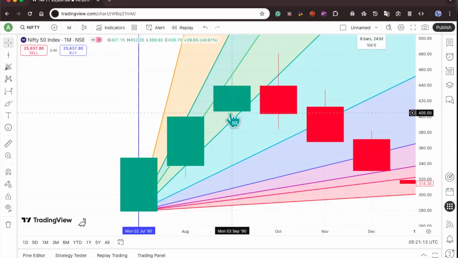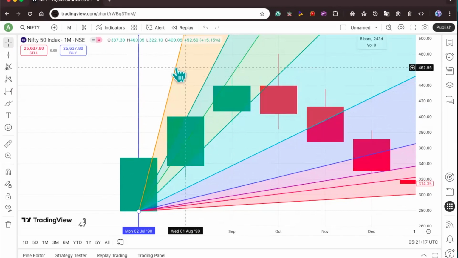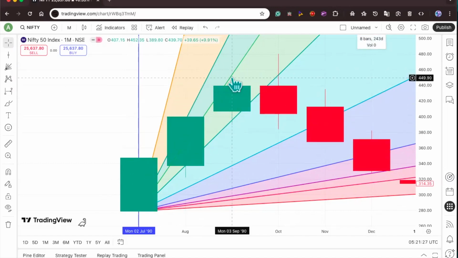So in terms of our movement, we can consider that this is 1 is to 8. That is, in 1 unit of time, it is moving by 8 points. This is 1 is to 4. That is, in 1 unit of time, it is moving by around 4 points. And this is 1 is to 3. That is, in 1 unit of time, it is moving by around 3 points.